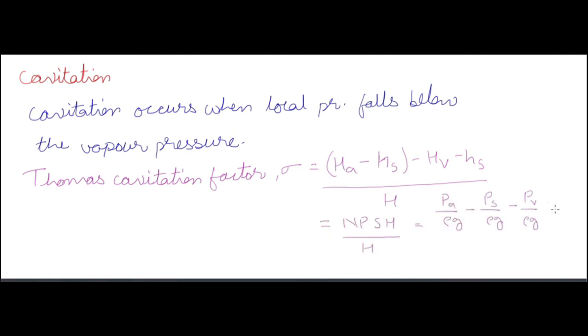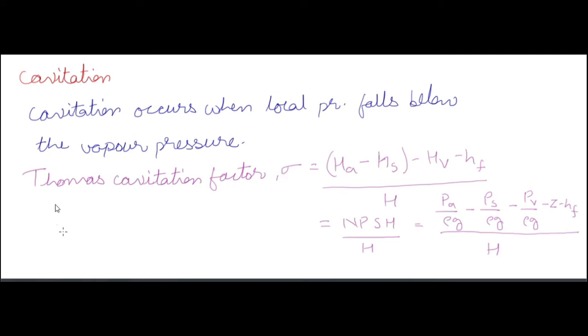So bubbles will start forming, then these bubbles will collapse when the pressure once again increases at some point. This bubble will collapse and impact on the tube and cause cavitation. So cavitation occurs when local pressure falls below the vapor pressure, and then bubbles form which will burst at some other point in the pipe.